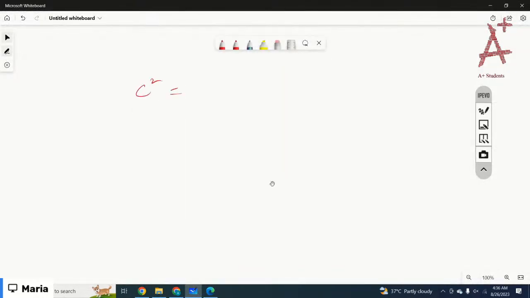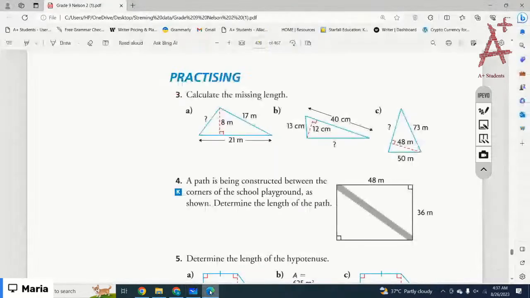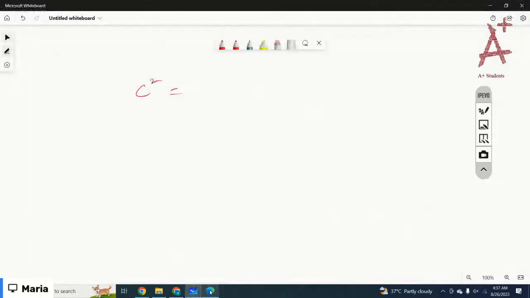It would be 35 and 12. C square equals 35 square minus 12 square. So it would be 1225 minus 144, and that makes 1081. That means C equals 37. So the missing side is 37, right?